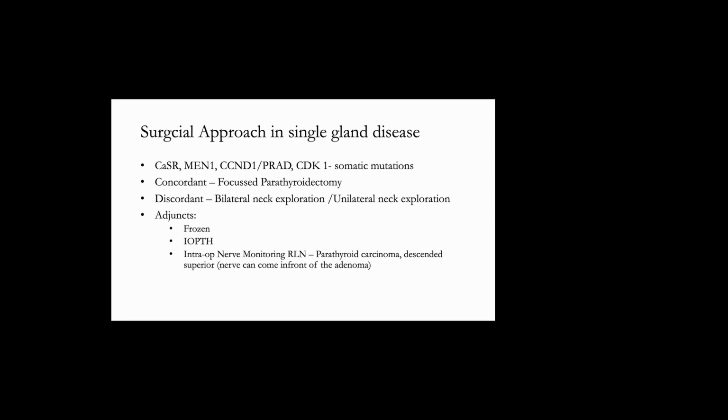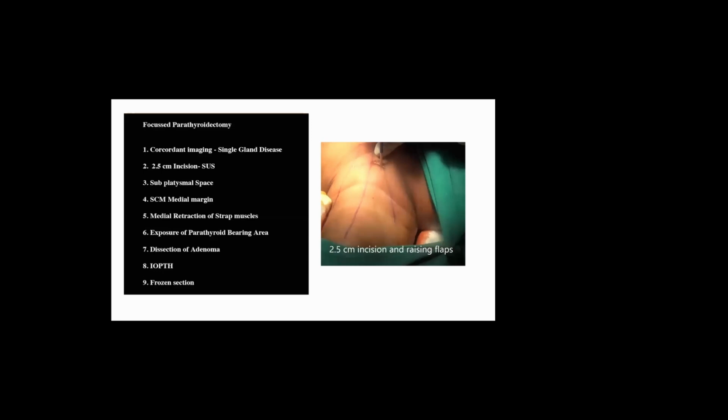There are some cases where a nerve has been injured. Sometimes because of this descended superior gland, the nerve is pushed so medially that it almost looks like an artery entering along the inferior part of the gland. I've seen such cases. So if you're not careful, these patients can have RLN trauma. So it's important to keep this in mind, right? In those cases where you have carcinoma, intraoperative nerve monitoring can be very useful, but routinely it's not warranted, according to me.